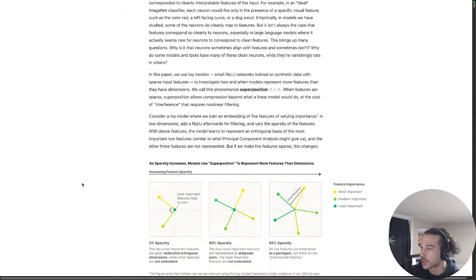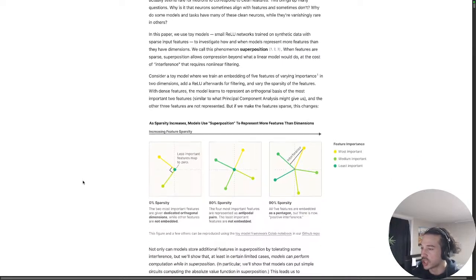When features are sparse, superposition allows compression beyond what a linear model would do at the cost of interference that requires nonlinear filtering. Consider a toy model where we train an embedding of 5 features of varying importance in 2 dimensions, add a ReLU afterwards for filtering, and vary the sparsity of the features. With dense features, the model learns to represent an orthogonal basis of the most important 2 features, similar to what principal component analysis might give us, and the other 3 features are not represented. But if we make the features sparse, this changes.